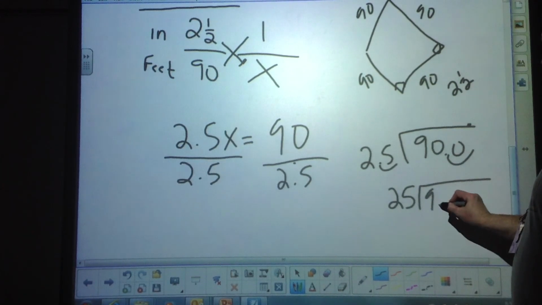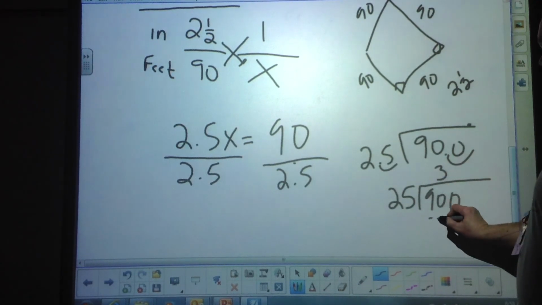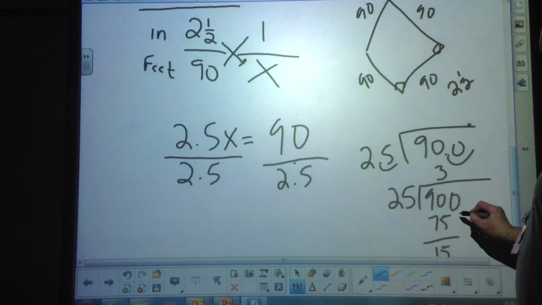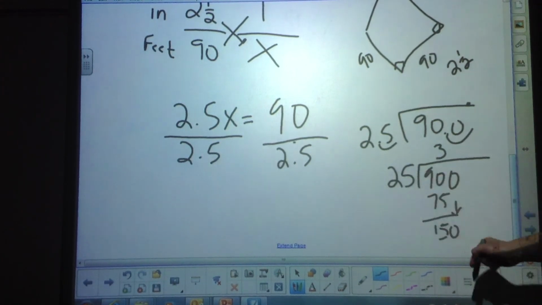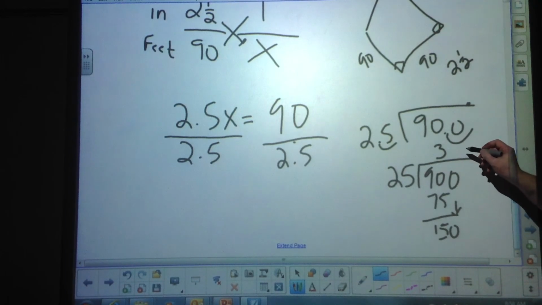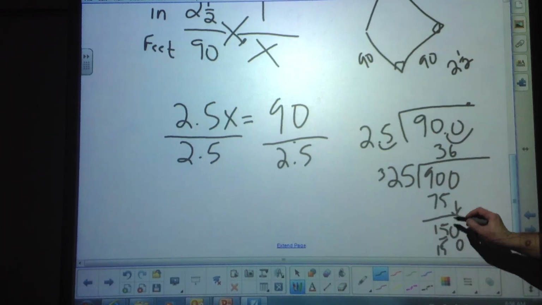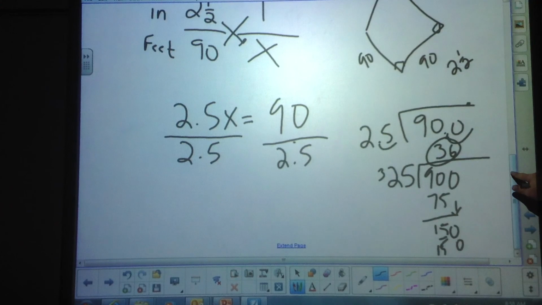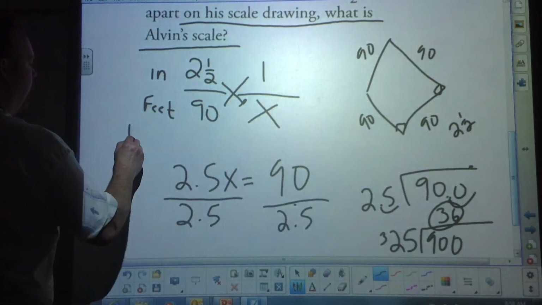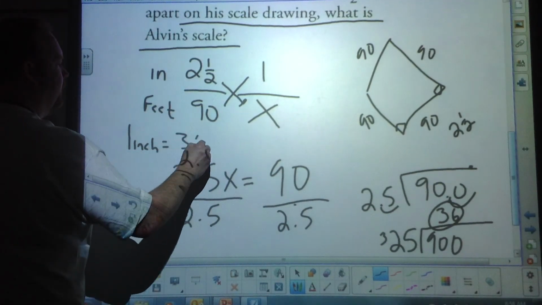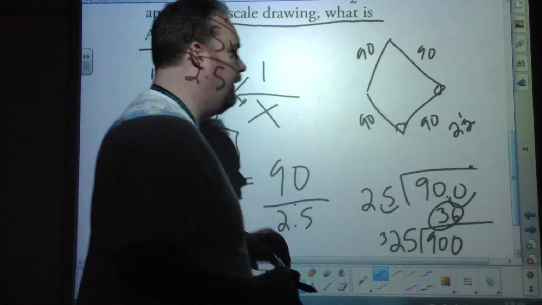25 into 900. 25 won't go into 9, but it will go into 90 3 times. This is 75, 15, bring down my zero. 25 will go into 150 about, I think, 6 times. Let's try it out. Yes, for 150. So, the answer is not just 36. The answer is, I'm asking you for the scale. So the scale will be 1 inch equals 36 feet. And again, sometimes I'm going to be asking you for the scale, and that's how you'll set it up.